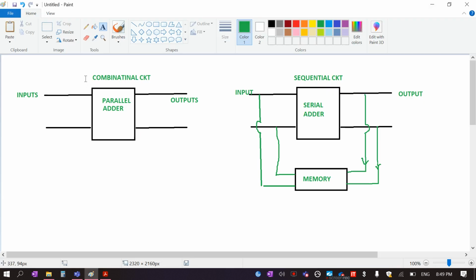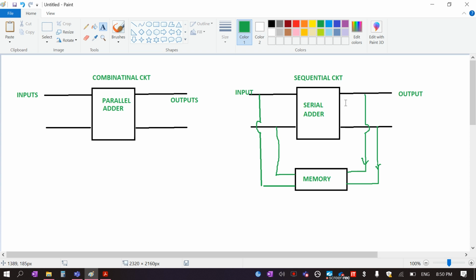Yeah. So you can see here that this is a combinational circuit. The combinational circuit has inputs and it will generate outputs. So this is a simple combinational circuit. Okay, so let's come to the sequential circuit.